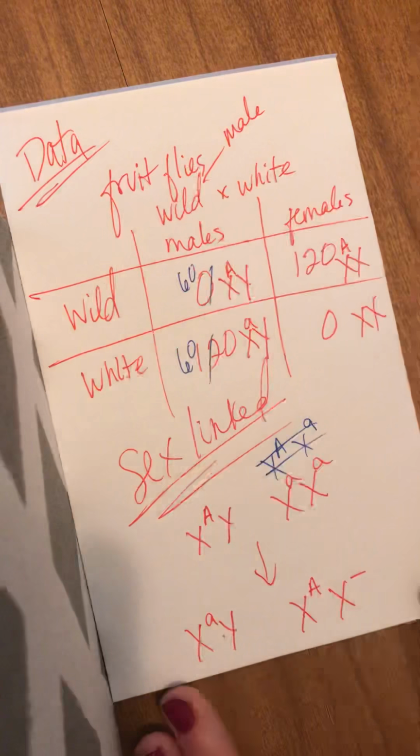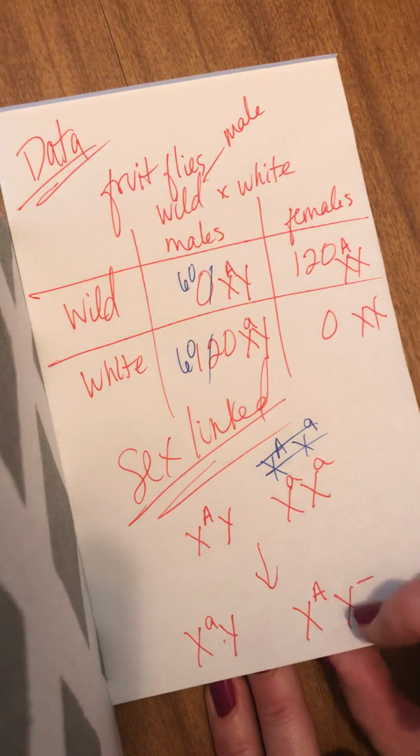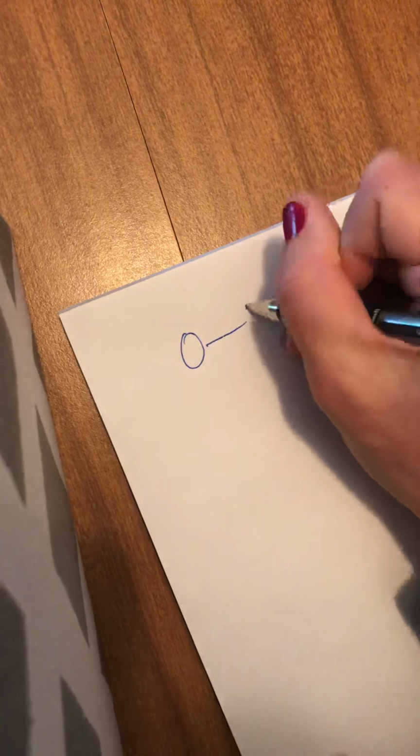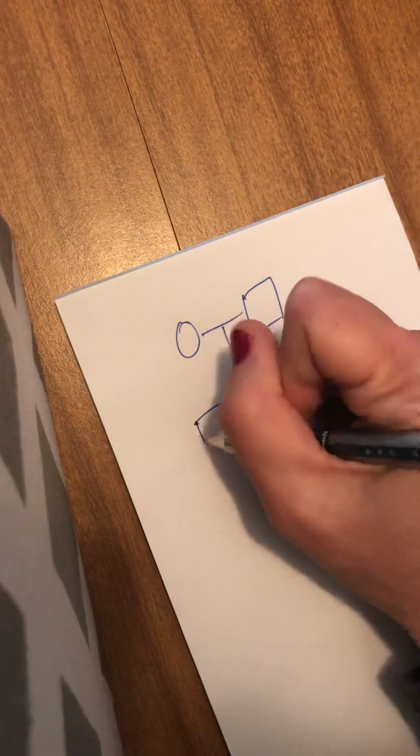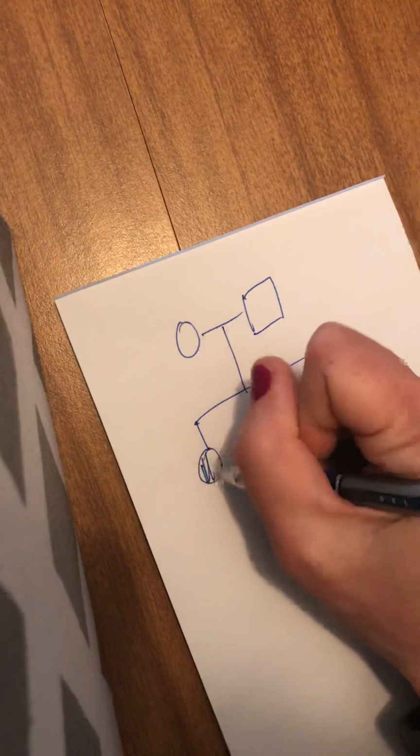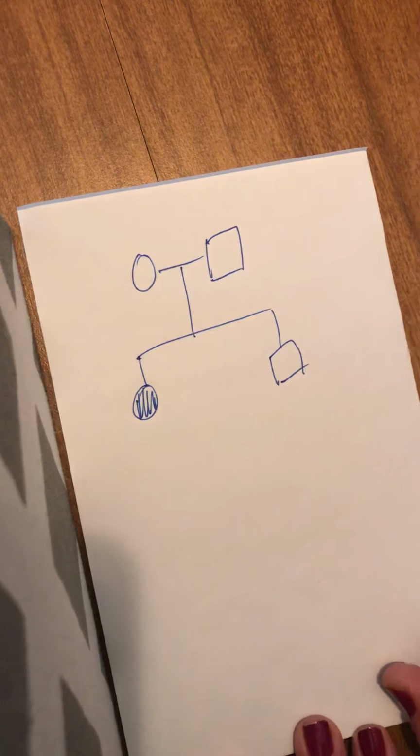All right, so I want you to be able to look at data and be able to figure out the parents from it and be able to figure out the type of inheritance. If you had a pedigree, here's mom, here's dad, and here's some kids. The daughter has the trait, nobody else in the family does.